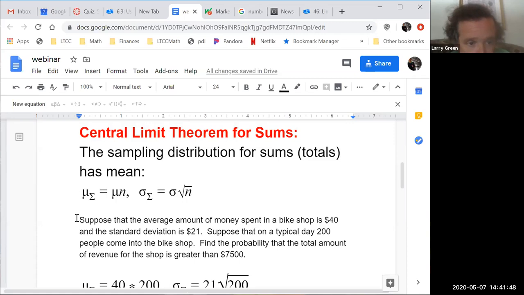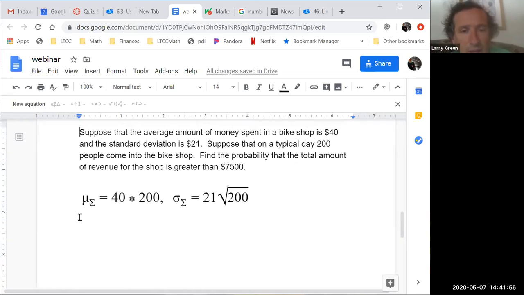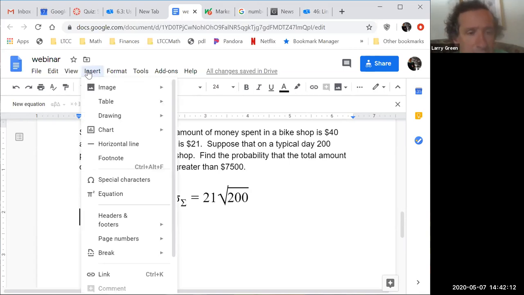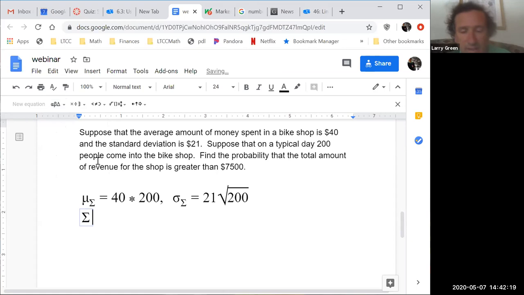There we go. Okay, so there we go. Now what we could say is that our sigma, or mu sub sigma, actually the mean total, or sigma actually, so let me go insert equation. Let's go to sigma tilde N, and then 40 times 200 is 8,000. That one I can do in my head. The next one's a little harder to do in my head.